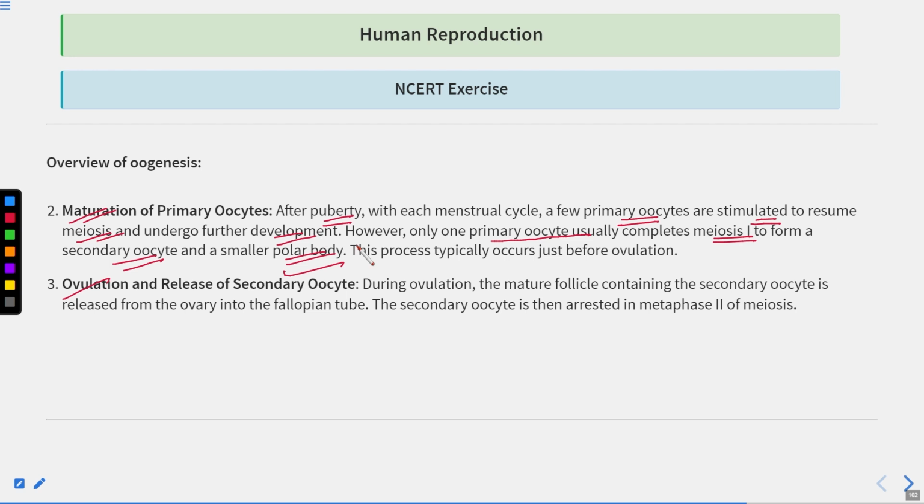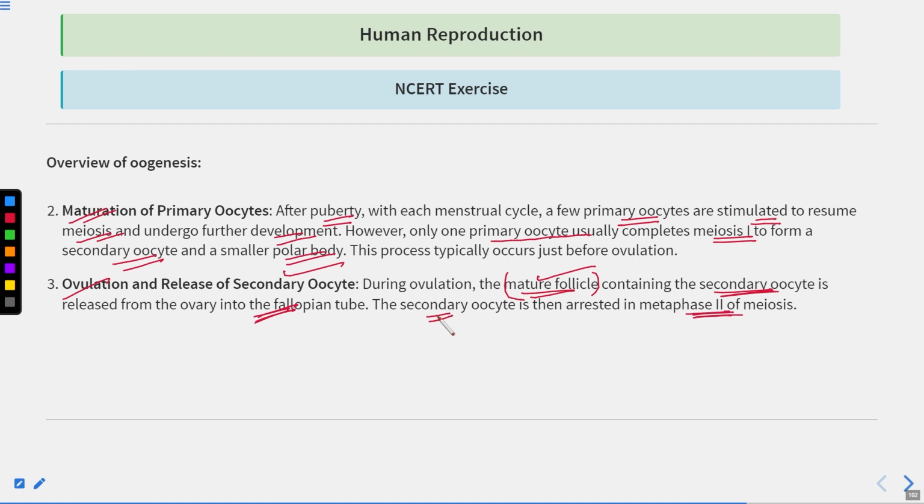The secondary oocyte is released when the Graafian follicle is ruptured. The mature follicle, also known as the Graafian follicle, contains the secondary oocyte. This secondary oocyte is released by the rupture of this mature Graafian follicle. It is released into the fallopian tube from the ovary, and it reaches the ampulla region of the fallopian tube. Then the secondary oocyte is arrested in the metaphase 2 of meiosis.